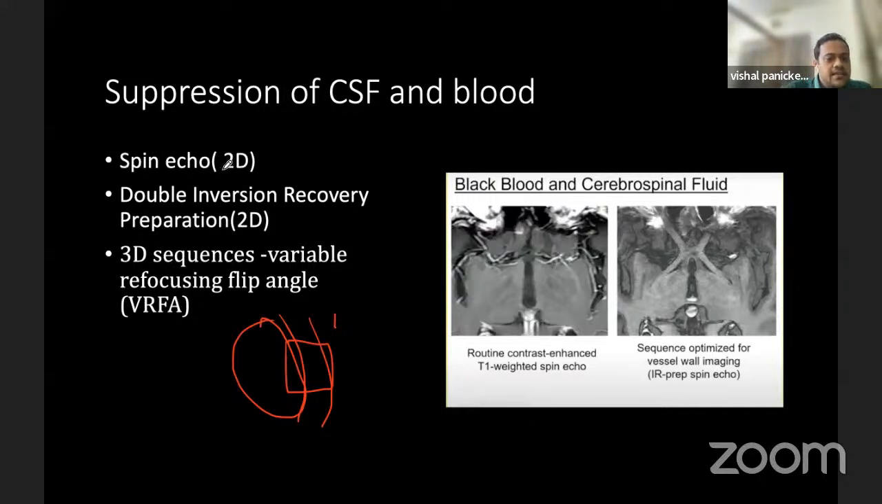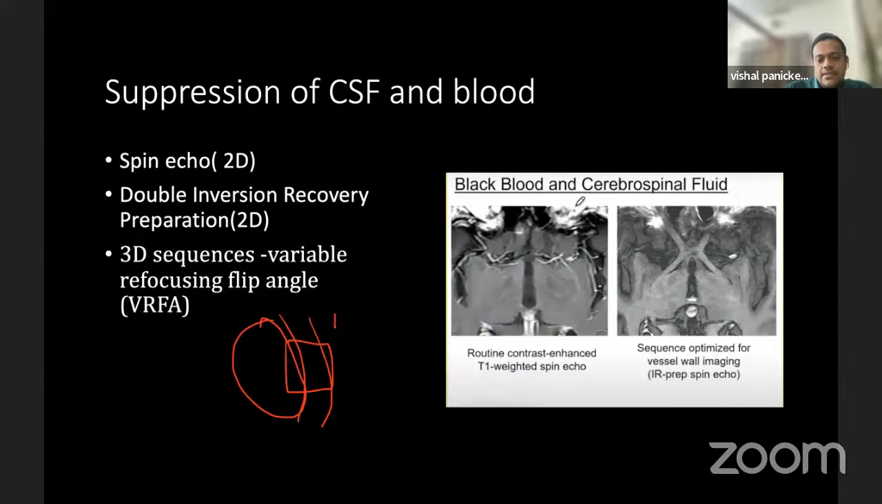We have different techniques. In 2D, we have the spin echo technique and double inversion recovery preparation, and for 3D sequences, we have the variable refocusing flip angle technique. These are the techniques for obtaining the vessel wall image.